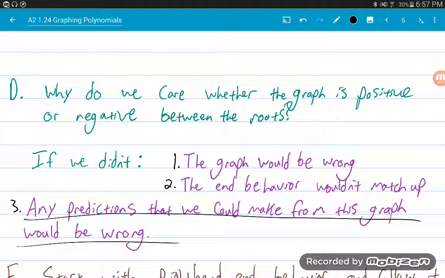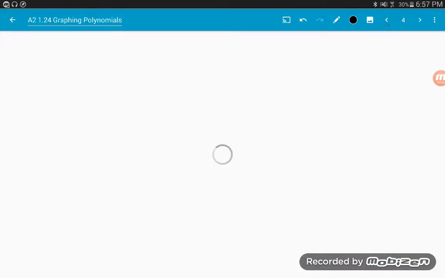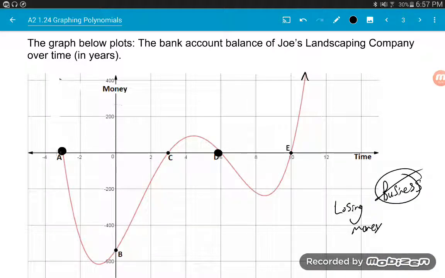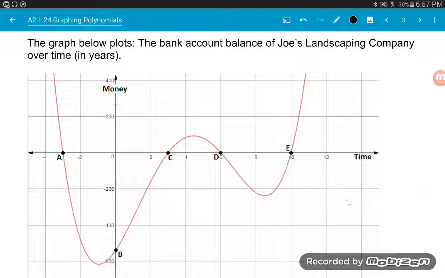So let's take a look back at one of our earlier examples, the very first one from today, talking about Joe's landscaping company. Now, why do I care what it does in between the roots? If I just had the roots, would that be okay? Well, we already know the story.